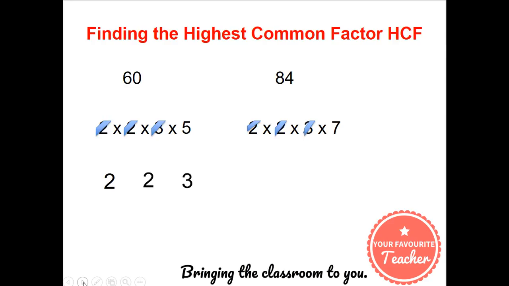When I have my numbers, I can say that the highest common factor is the numbers that I have set aside multiplied by each other. In this case, it's 2 times 2 times 3, which is equal to 12. So the highest common factor of 60 and 84 is 12.